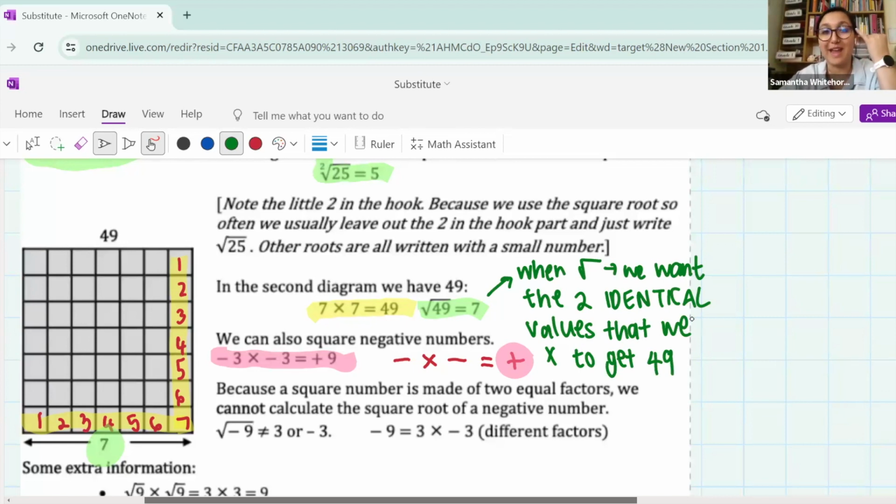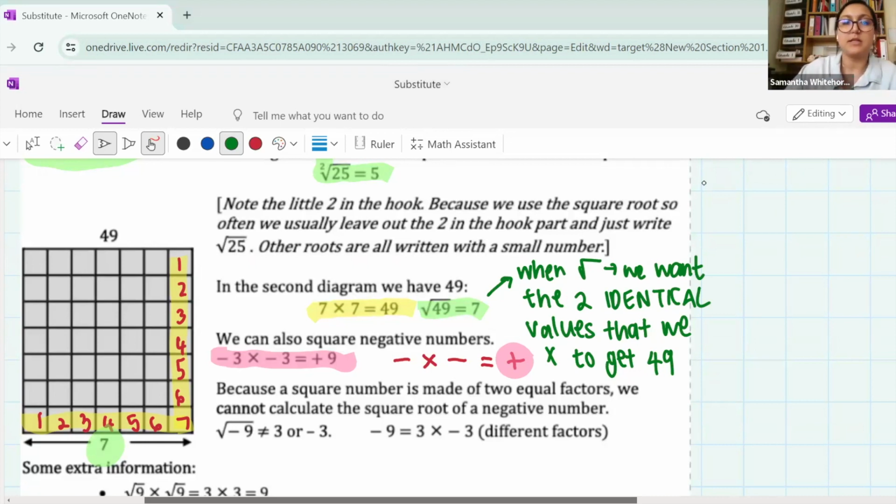Now, when I say identical, they have to be identical in sign and they have to be identical in value. So you can't, for example, say, okay, well, the square root of 49 is -7 and +7. That's not identical. Firstly, it doesn't work, but they're not identical. They have two different signs. So they have to be identical in every single way.